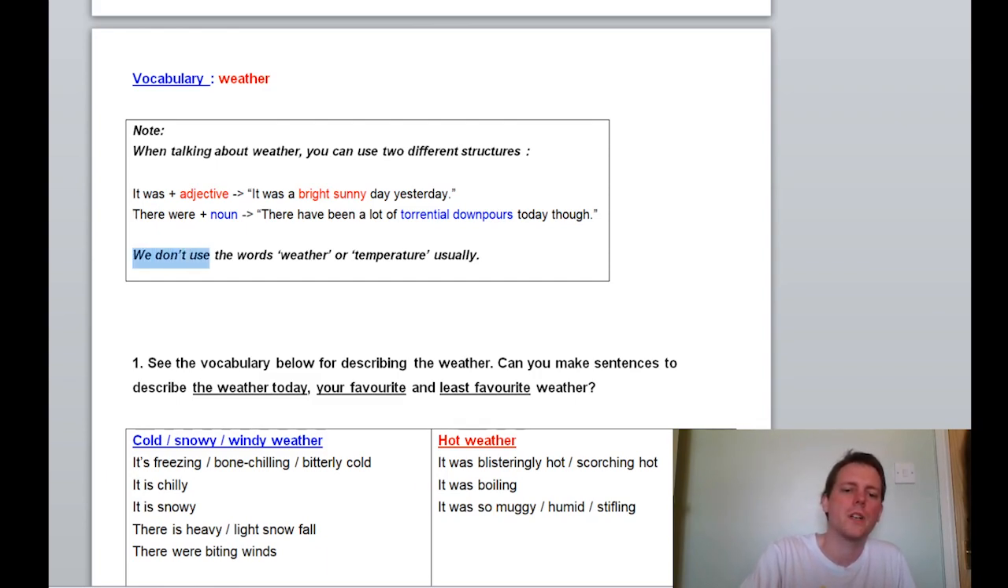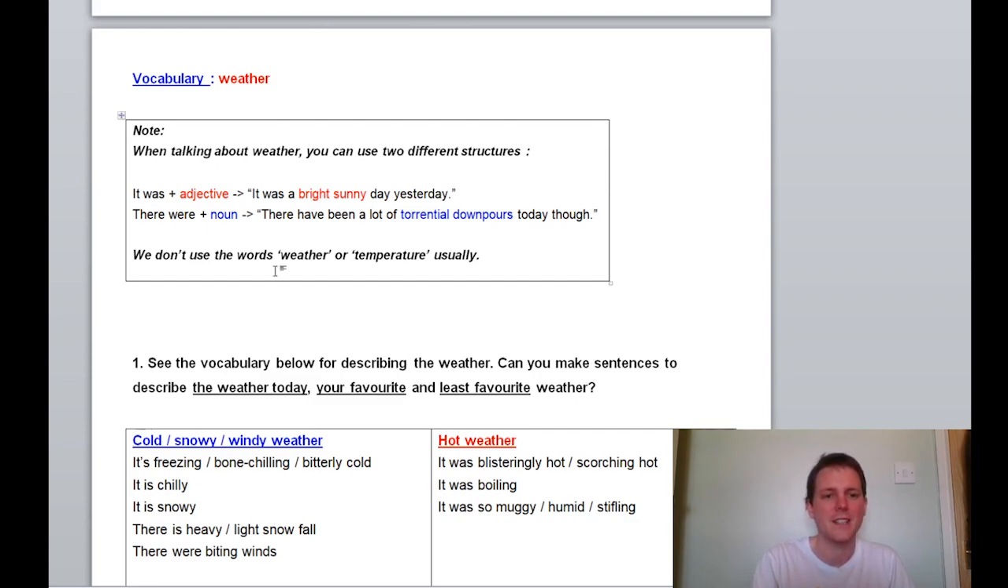We don't use the words weather and temperature usually. Now, the reason why I put this is that when I often ask my students to talk about the weather, they often try to rely on these words, and we don't normally do that, us native English speakers. They'll say things like, the weather is hot, the temperature is hot, or the weather is windy today. And sometimes this might be grammatically or in a vocabulary sense correct, but it's just very awkward and unnatural. It's not how we would put it.